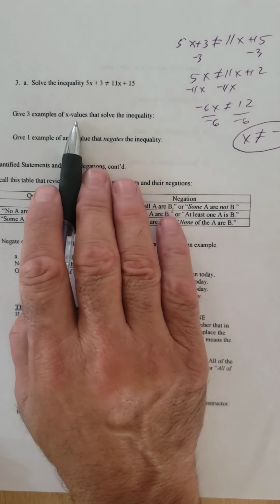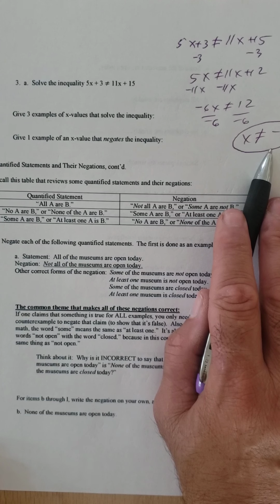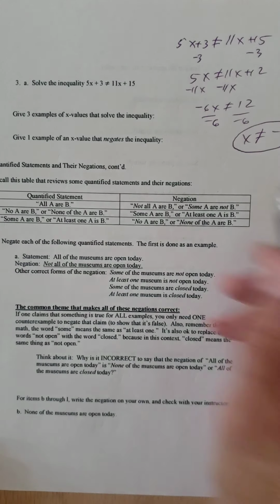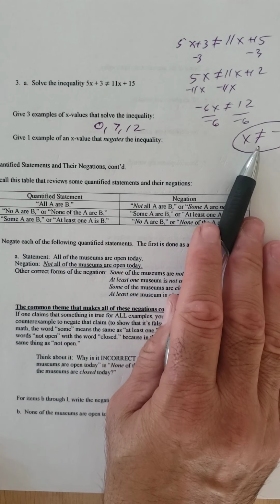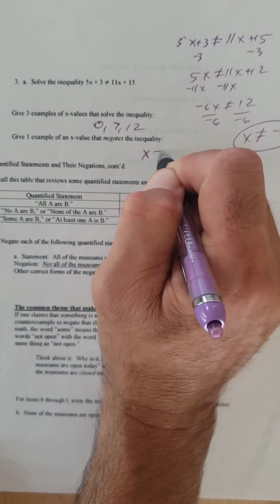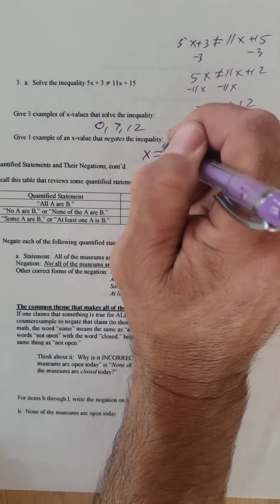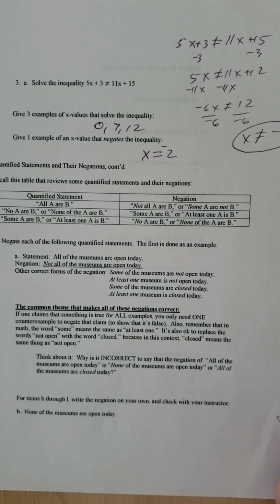So give 3 examples that solve that inequality. Any number except negative 2. So 0, 7, 12. Those would all work. Give 1 example that negates that inequality. The only one that would negate that is that x equals negative 2. Okay?